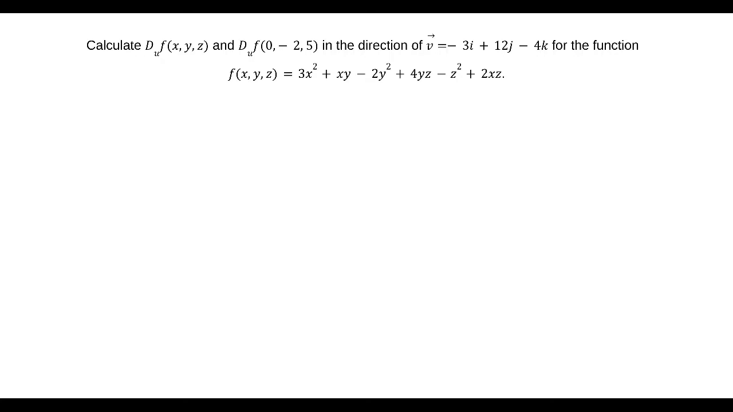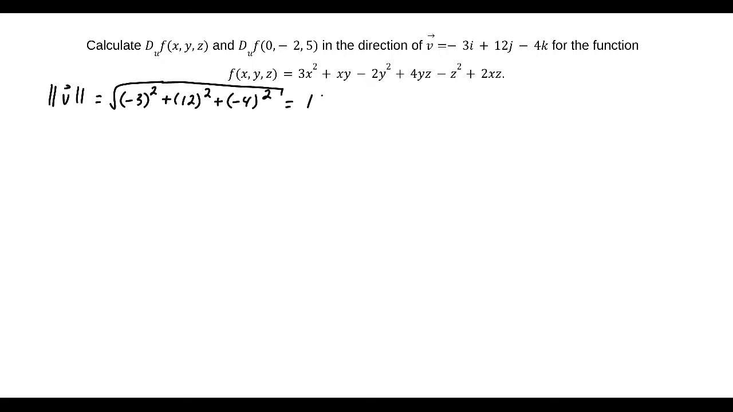To begin, we want the direction of the vector v. So let's first go ahead and find its magnitude. The magnitude of vector v is equal to the square root of (-3)² + 12² + (-4)². That is going to be the square root of 169, which is equal to 13.